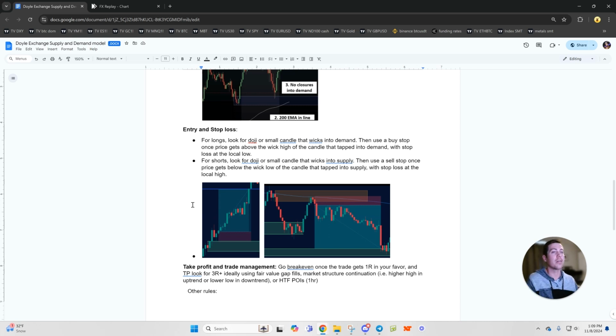It is variable from the videos I saw from him, but he'll either look for fair value gaps that need to be filled, or say you're in an uptrend, he'll look for a new high for continuation. Or if you're in a situation where there's supply and demand levels on the chart, maybe he'll use those levels for his take profits.